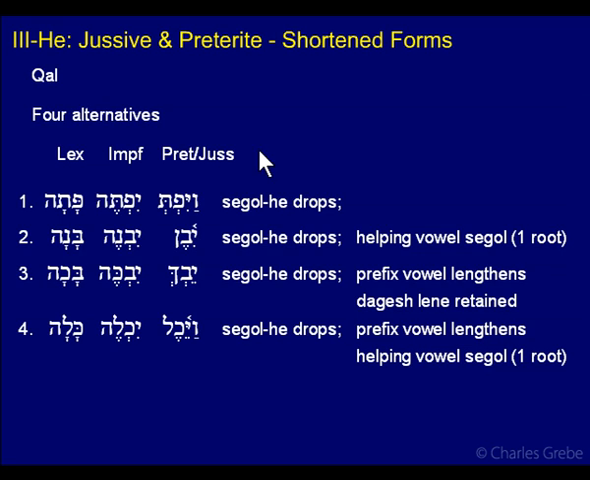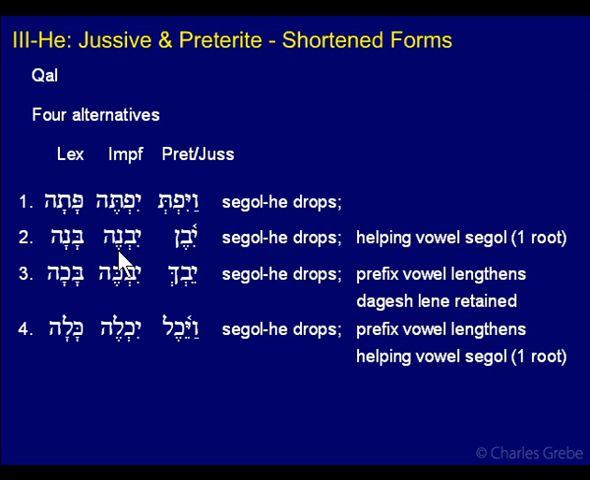If you look at these here, these are the rules for kal, okay? If you have a word like pata, which is obviously a third hay word, meaning to be simple, in the imperfect it'll have the segel hay, yifte, and one option is to simply drop the segel hay. Segel hay drops, okay? So yifte becomes vayift. Another option is to drop the segel hay, like we have in bana here, yivne. Bana becomes yivne in the imperfect.